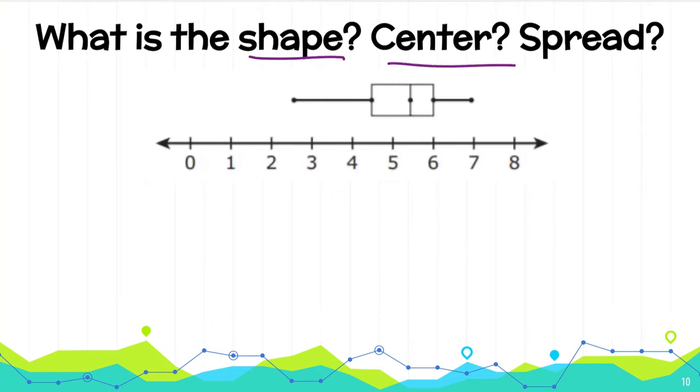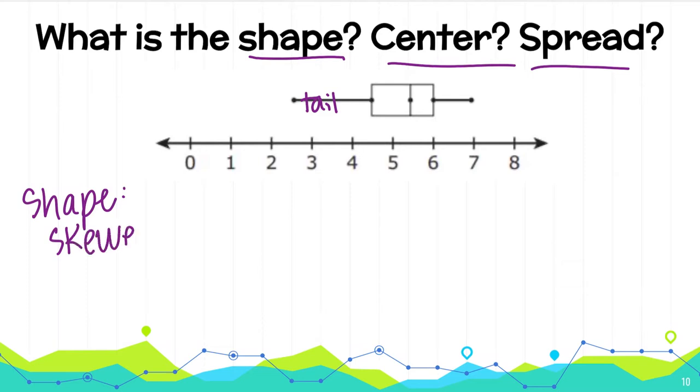That means that this data set is spread out 18 values, or 18 quantities. Now we want to know what's the shape, the center, and the spread of this box plot. Well, first we can look at the shape. I see that we have a tail to the left, that it's longer on the left. So my shape will actually be skewed left, which means that my outlier is on the left.